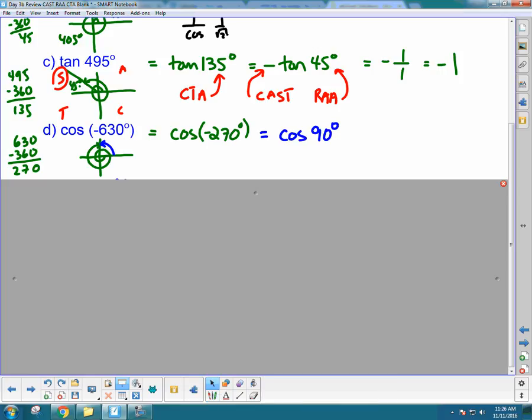The only catch is 90 degrees is not one of my special triangles, but I should still know what it is. And you can double check this if you want in your calculator, just punch in cos of 90. But frankly, we also need to remember how the cosine curve looks.